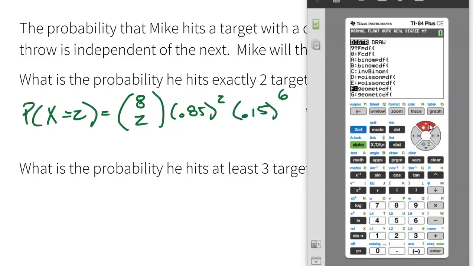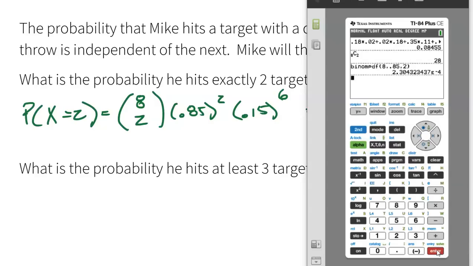2nd, VARS. There's 2 commands here, one for binomial PDF and one for binomial CDF. PDF will find an exact probability for you, which is perfect. It's actually going to do all this work for me, saving me so much time on the exam. So all you've got to do is type in the number of trials. Mike's going to have 8 throws of the dart. p, the probability of success, is 0.85. And then the actual x value is the number of successes you're looking for. We're looking for 2 makes, 2 makes and 2 makes only. And a PDF will do exactly that, nothing more, nothing less. And it's going to do all the math for me all at once.